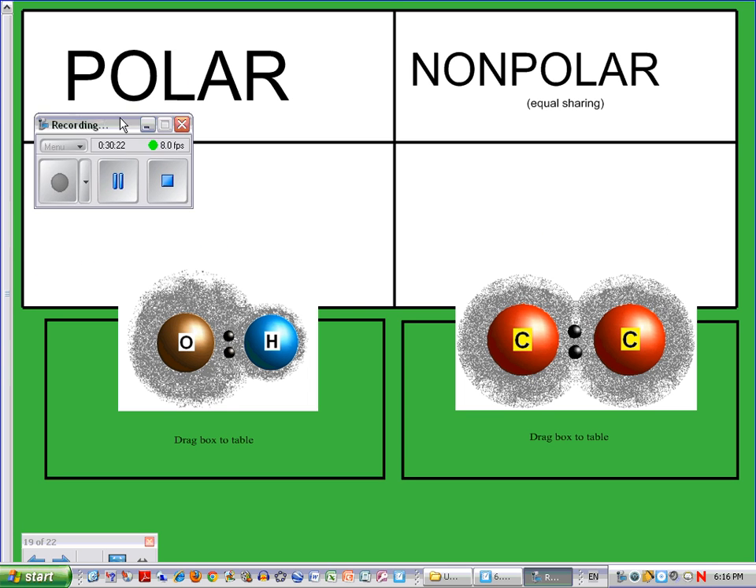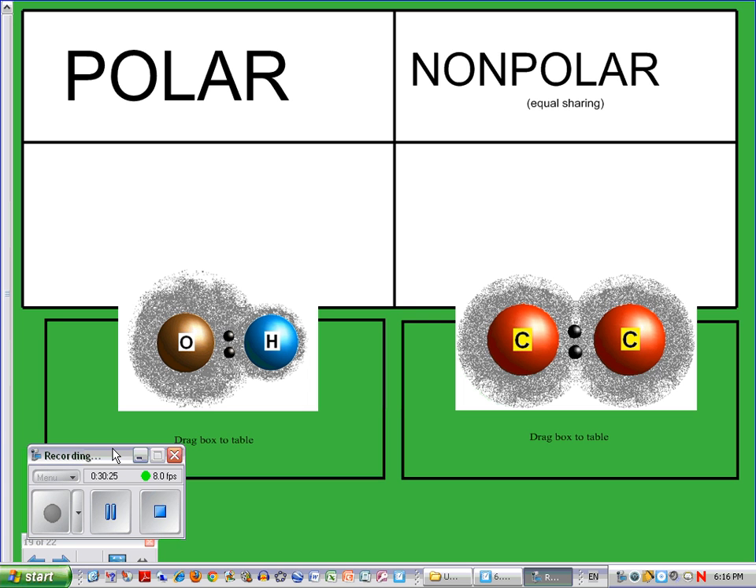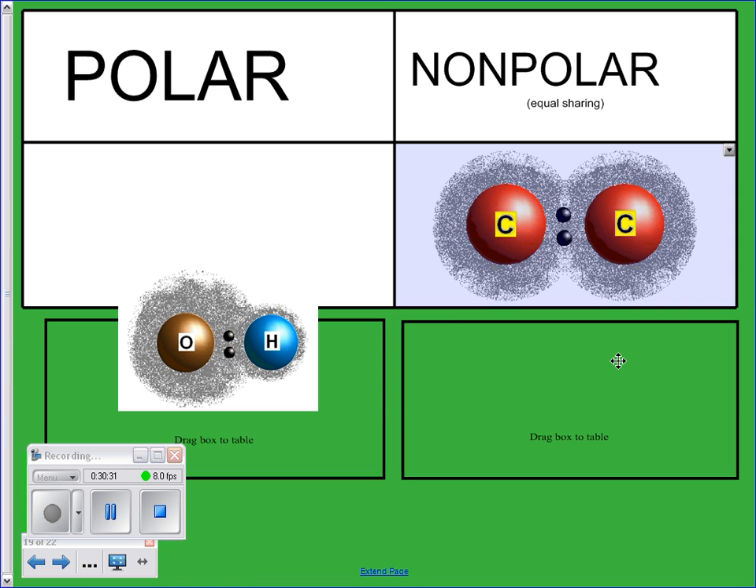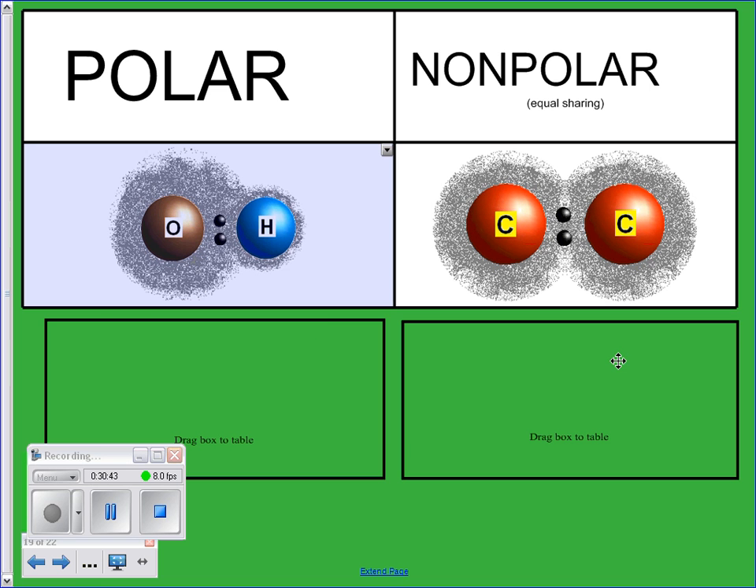So this is just another example of a polar covalent bond versus a nonpolar covalent bond. Here I have two carbons. They both have the same electronegativity value, so they're going to be sharing those electrons equally. You'll see them in between. If it is polar, these electrons are going to be spending way more time around the oxygen than they will around the hydrogen, and that's just because oxygen is more electronegative. It likes those electrons more, so it's going to attract them a little bit more than hydrogen will. And so it's going to be an unequal bond, an unequal sharing of those electrons.